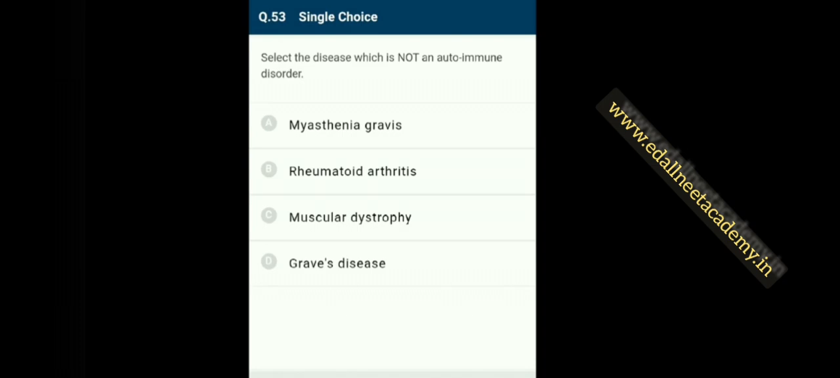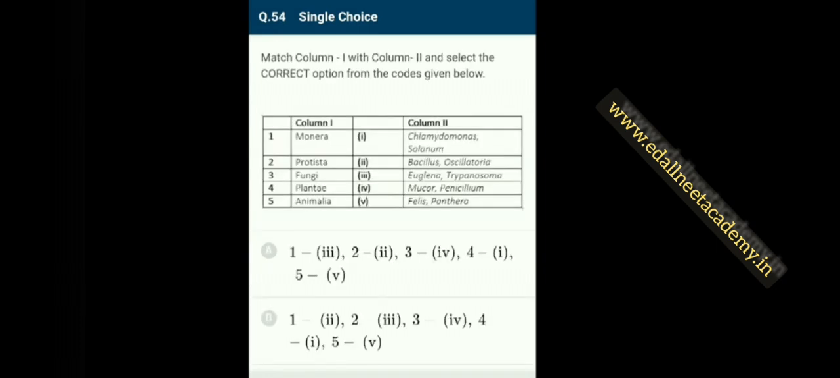Muscular dystrophy is a genetic disorder which damages and weakens the muscles over time due to lack of the protein dystrophin. This protein is necessary for normal function of the muscle. So the answer for this question is option C, muscular dystrophy. Match column 1 with column 2. Select the correct option from the codes given below.